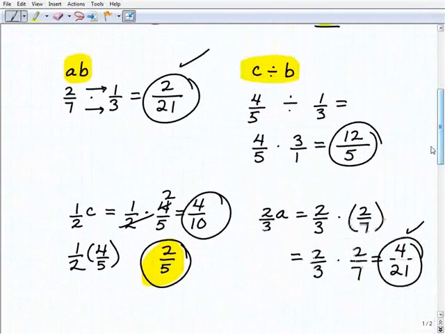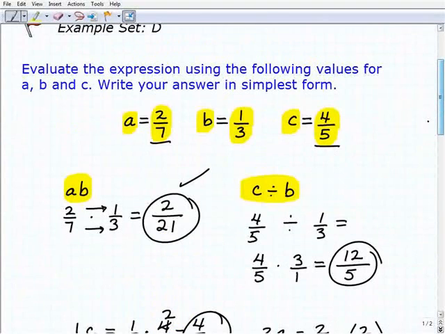Pretty straightforward. Just another exercise where we're practicing multiplying and dividing fractions, and a quick review on what it means to evaluate.